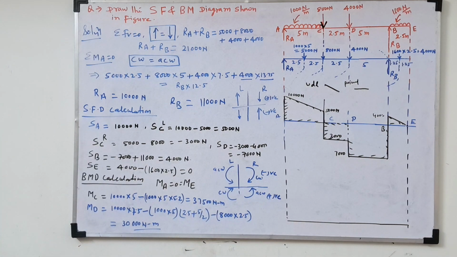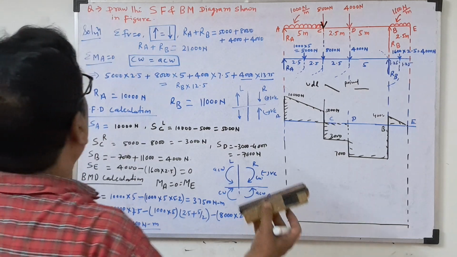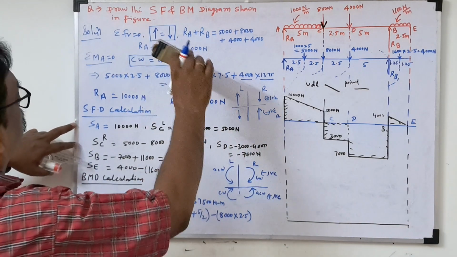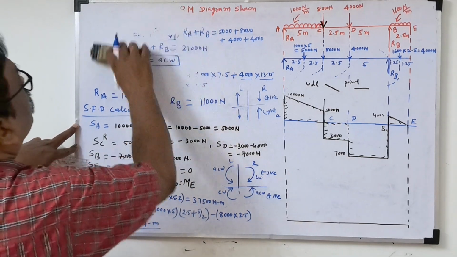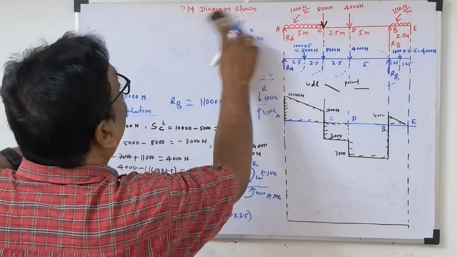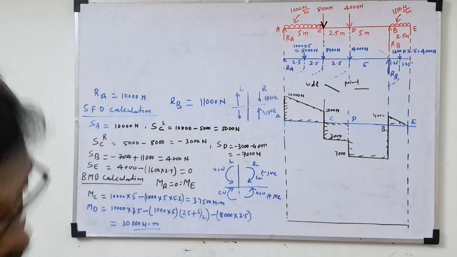Now we'll go to the final, MB, bending moment about B. So space is not there now, I will utilize here. So the shear force, this I will rub it here and will write the bending moment at B.